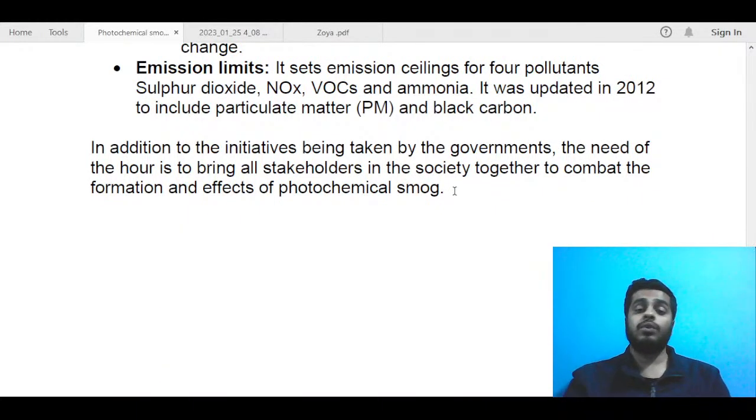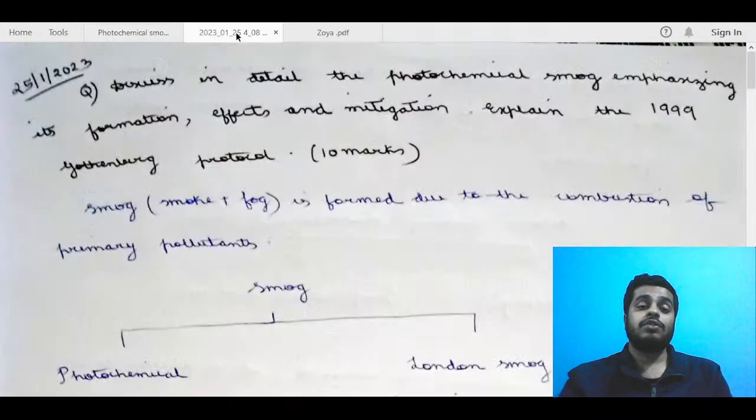Next we move to looking at some of the copies that you have submitted. So first and foremost we have Varsha's copy.